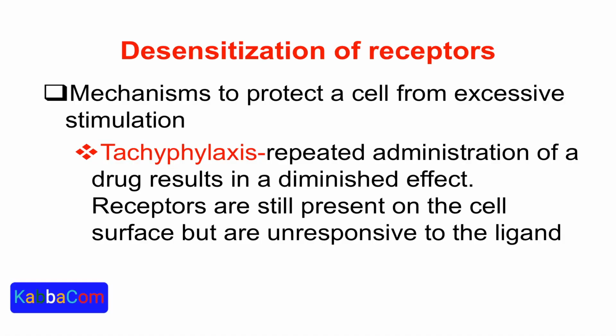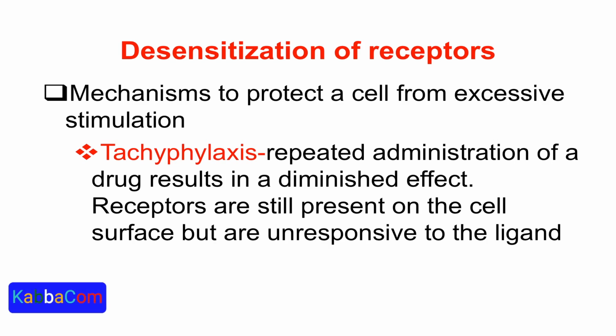One of them is what we refer to as tachyphylaxis. And remember, the other thing that we should mention is that desensitization is sometimes protective. In other words, it helps protect the cells or the body itself. Now, tachyphylaxis basically refers to repeated administration of a drug that results in a diminished effect. This means that receptors are still present on the cell, however, they become unresponsive to the ligand.